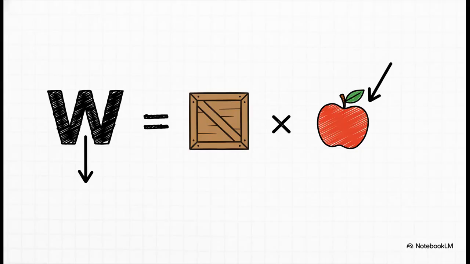And this brings us to a very important formula. Weight, which we represent with a capital W, is equal to mass, m, multiplied by the acceleration due to gravity, which we call g. So W equals m times g. This formula actually comes from Newton's second law of motion, F equals ma. Here, the force F is the weight W, and the acceleration a is the specific acceleration caused by gravity, g.